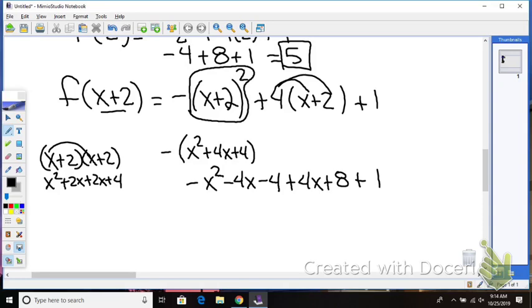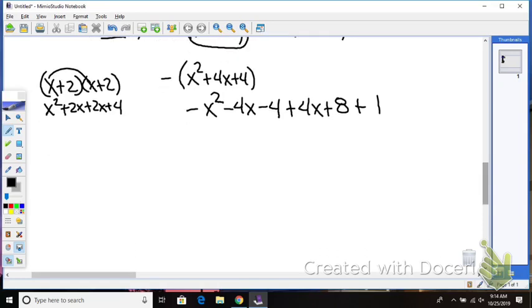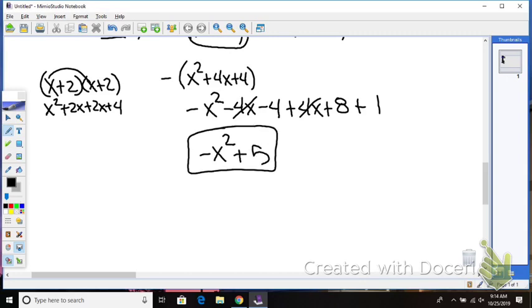And what's our last step? Just combine like terms. Very good. So our last step is combine like terms. Nothing with the negative x squared, so that just stays. The negative 4x and the 4x are going to simplify out. And then we're back to the same numbers we just had a minute ago. Negative 4, 8, and 1. And what does that become? 5. Good. Easy enough.